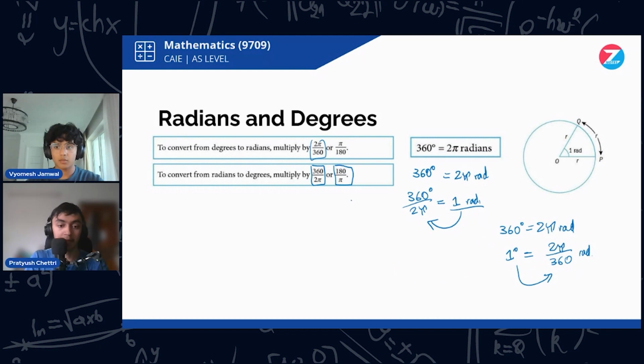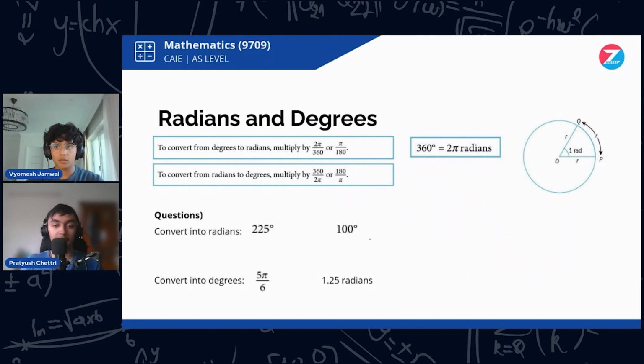So I'm just going to erase this now that we know. Here are a few questions. Let's apply our first formula, convert from degrees to radians. Let's use this one here. Let's multiply this by 2 pi divided by 360. I'm going to use my calculator here: 225 divided by 360 times 2 pi. Hopefully you know where the pi is on your calculator. And that gives us 5 over 4 pi radians.